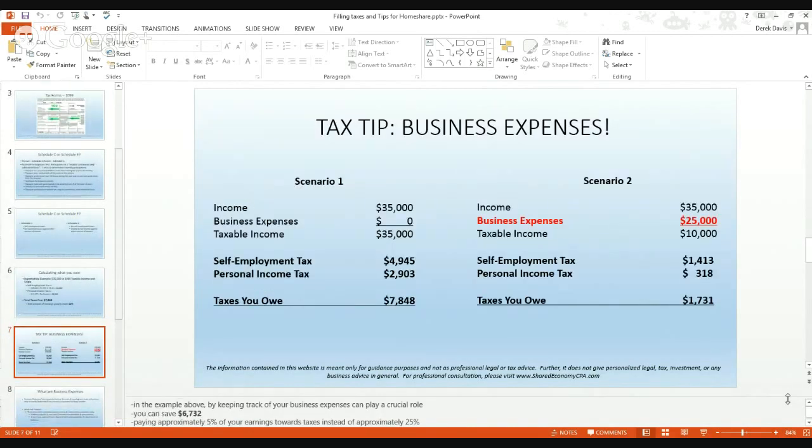So that scenario is exemplified in scenario 1 on the left, and then scenario 2 on the right is someone that is keeping track of their business expenses. As you can see, if you do keep track of your business expenses, and note that this is a hypothetical example, the potential taxes that you would owe is dramatically less. So it's really, really important to keep track of all your business expenses, because that's the golden key to reducing the amount of taxes that you have to pay, both on your self-employment tax as well as your personal income tax.